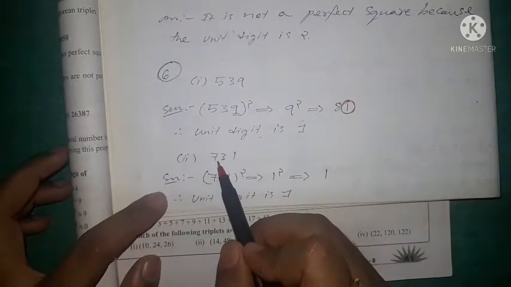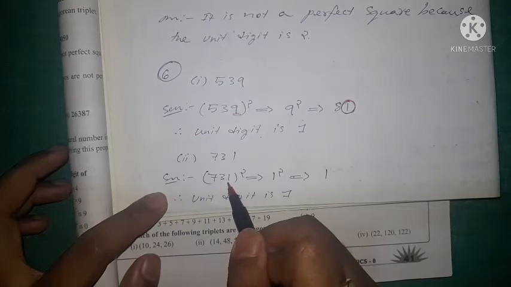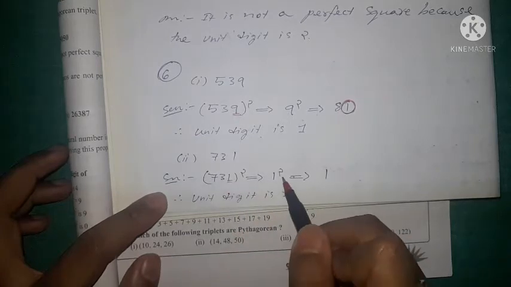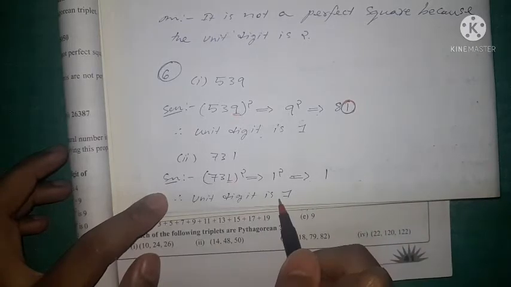Again for the second one, it is 731. If we square 731, the unit digit 1 will be squared, and 1 squared is 1. So therefore the unit digit is 1.